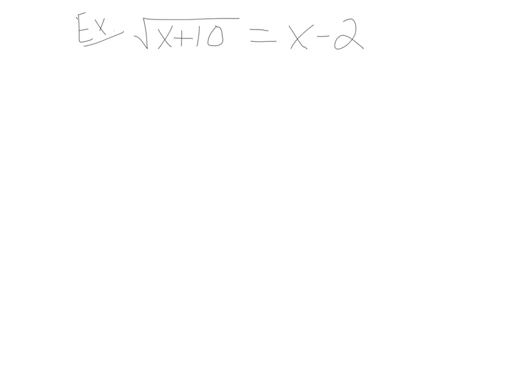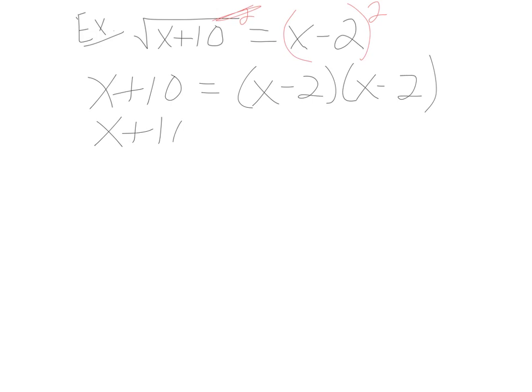The next equation is a little bit more difficult. Square root of x plus 10 equals x minus 2. So to get rid of the square root, we square both sides. And when I square x minus 2, be careful, you don't just square the x and square the 2. You have to write that twice and FOIL it. So on the left side, the x plus 10 comes out. On the right side, x minus 2 times x minus 2.